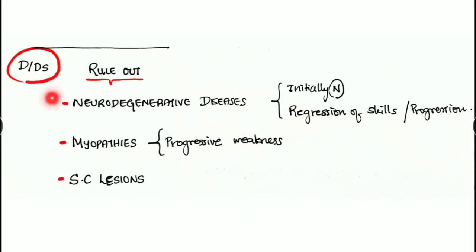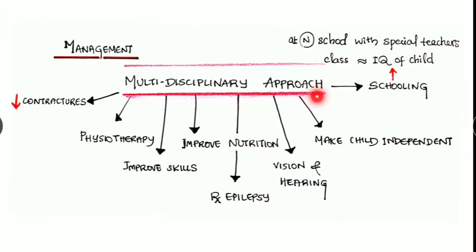Which are the differential diagnoses of cerebral palsy? We have to rule out neurodegenerative diseases, which present as initially the child or baby will be normal, and later there is regression of the skills and progressive worsening of the disease. Whereas in cerebral palsy, there is no progression of the disease and there is no loss of acquired skills either. Secondly, we have to rule out myopathies, which will have progressive weakness. Thirdly, we have to rule out any spinal cord lesions.